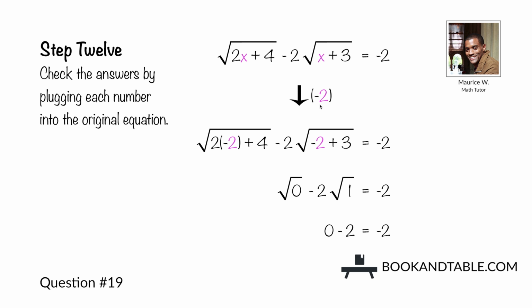So plug in negative 2 in both places where you see x, and that'll give you 2 times negative 2, which is negative 4. Negative 4 plus 4 is 0. Square root of 0 is 0. Negative 2 plus 3 is positive 1. The square root of 1 is 1. And 2 times 1 is equal to 2. So we get 0 minus 2, which is negative 2. And negative 2 equals negative 2 confirms that x does equal negative 2.